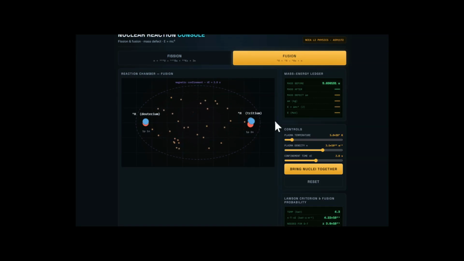Okay, let's push these together and see what happens. So I'm going to bring them together, and they do not fuse. Okay, why did they not fuse?